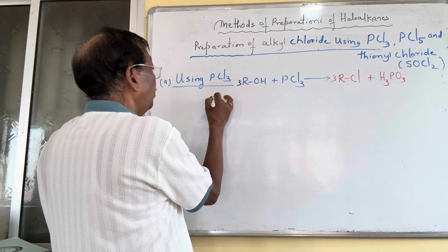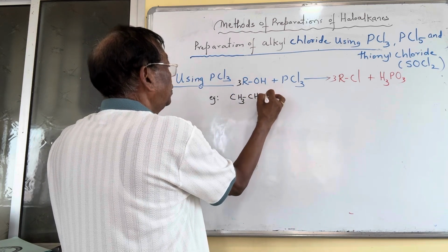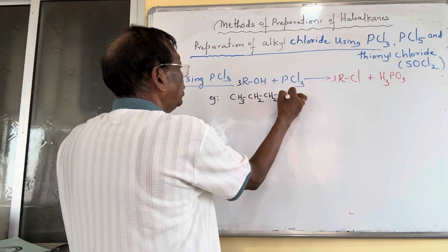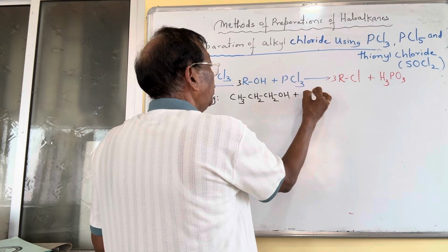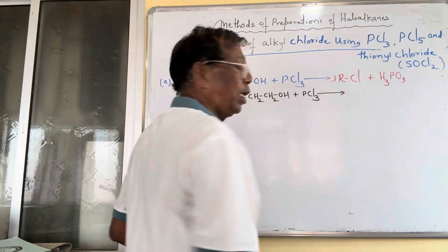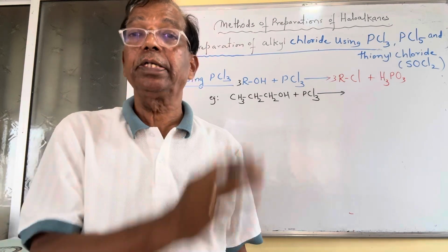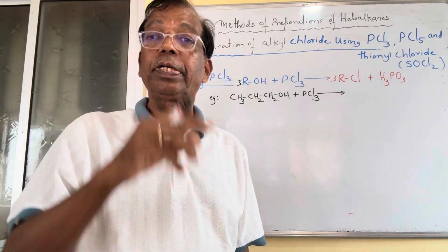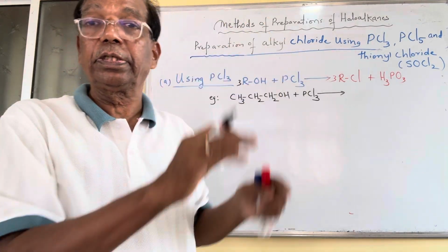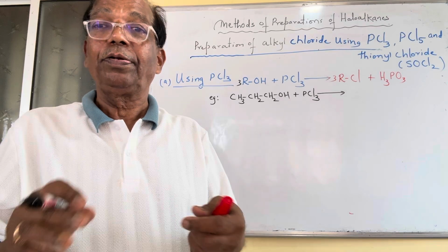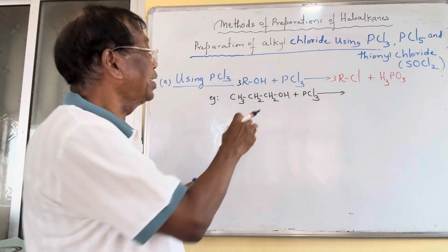Suppose I take example CH3, CH2, CH2OH. Just for example I have taken, not necessary that you have to take this only. And you practice it like this by writing. See, in organic chemistry, you depend upon writing the equation again and again. Then only you will get the practice. Otherwise, if you just learn and go out from wherever you are studying, then you will forget what you have learned. So therefore, learn the equation by writing again.